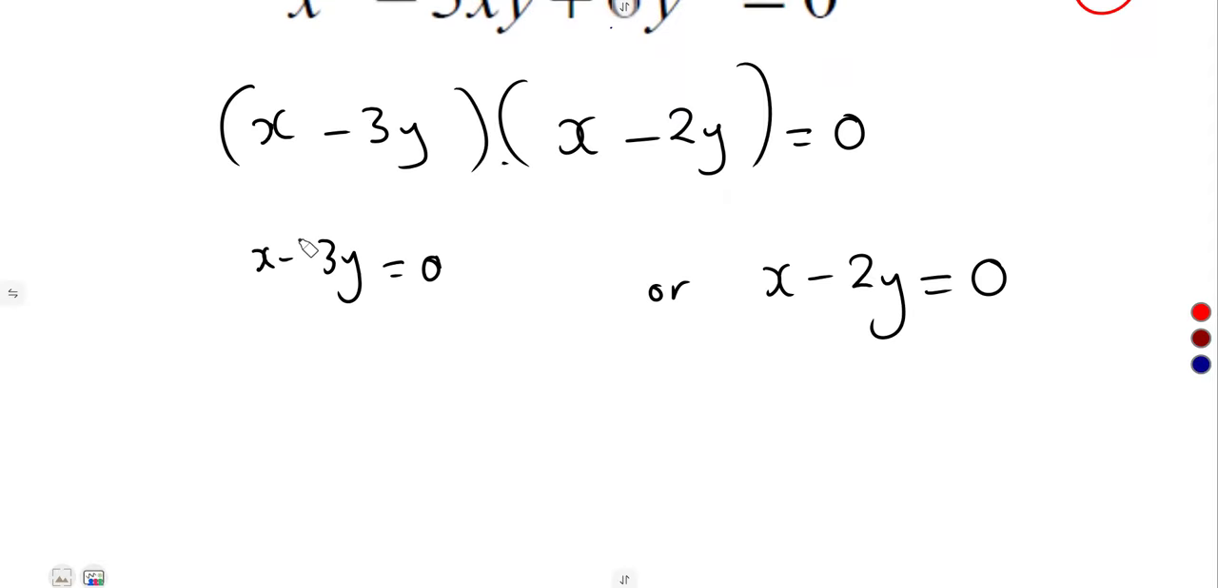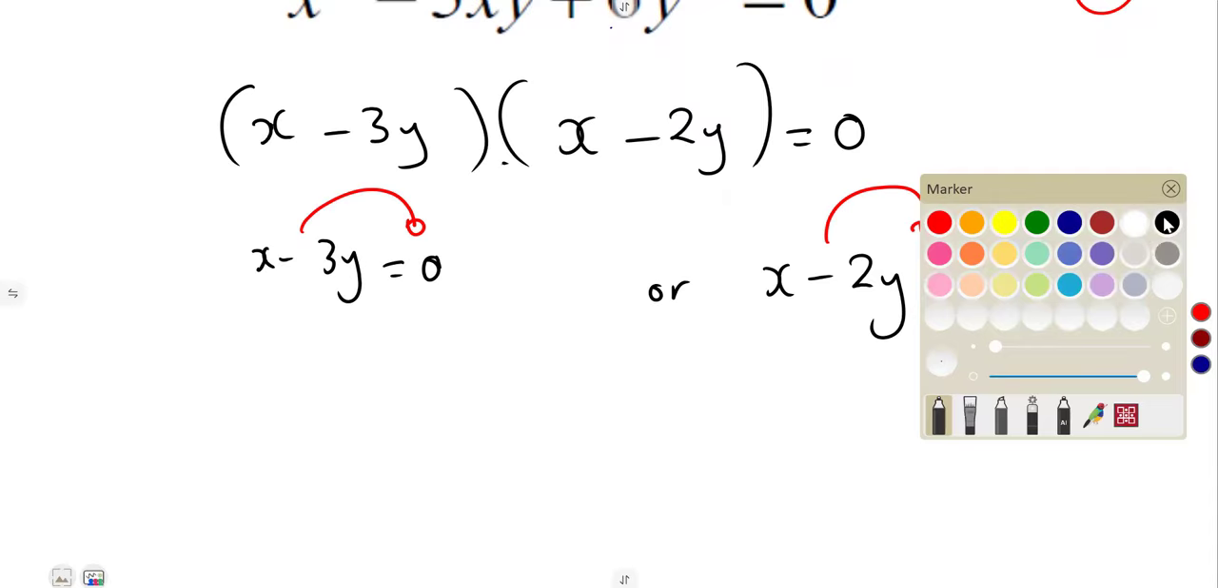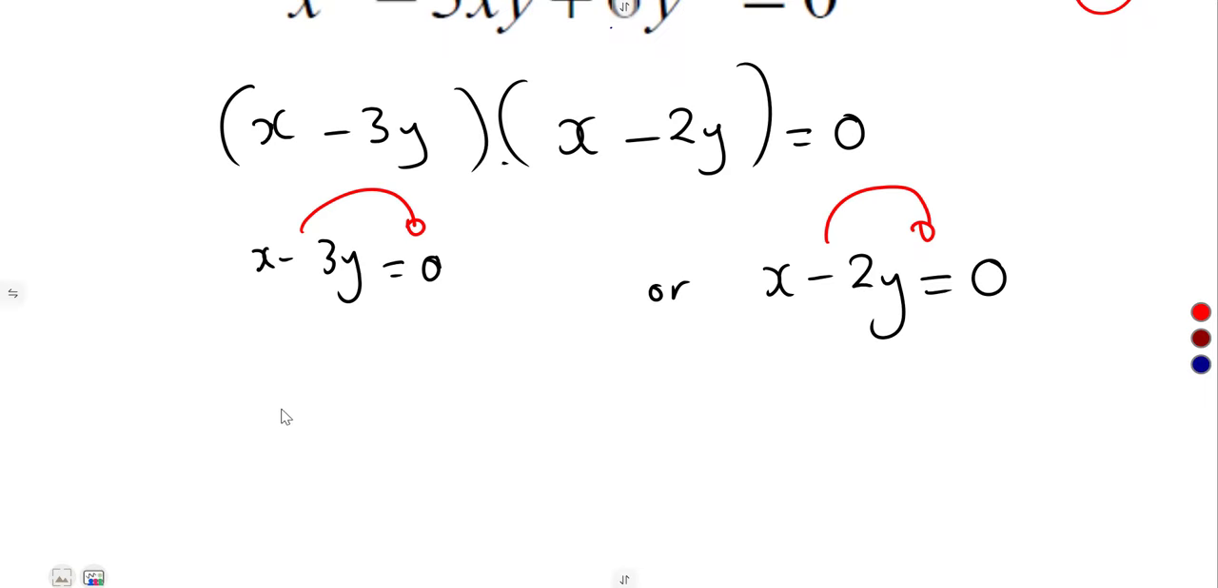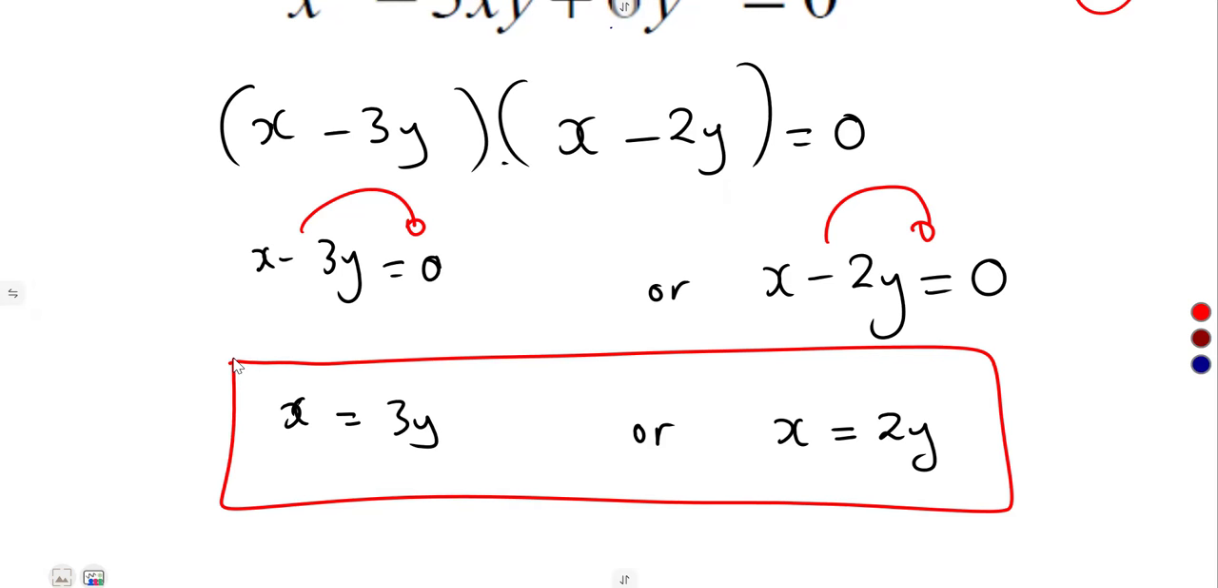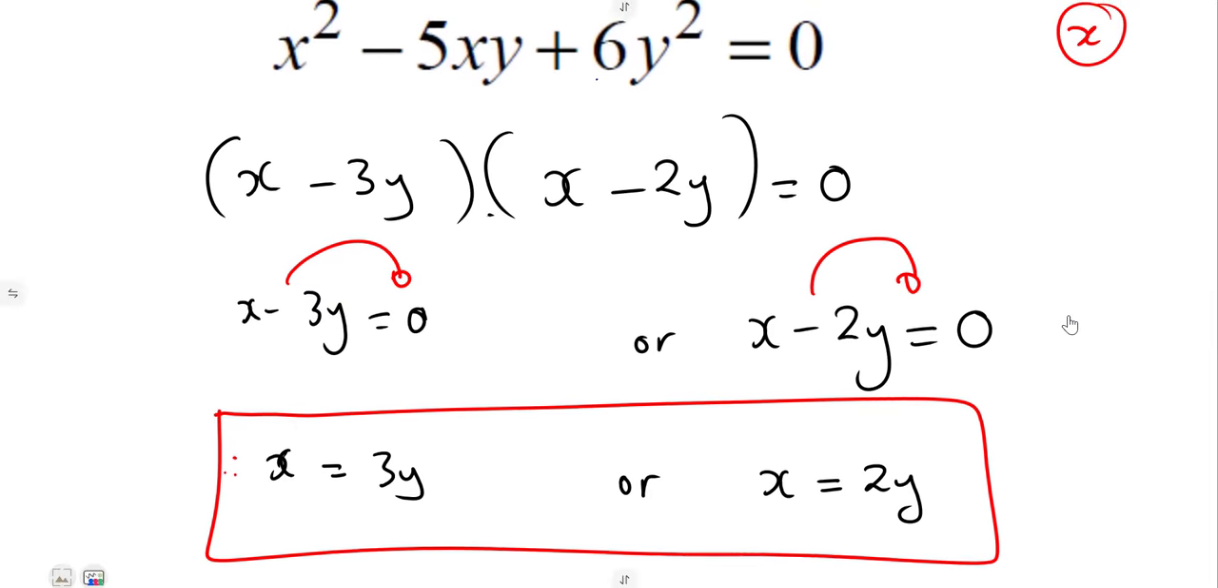Solving for x, I'm just going to take the minus 3y to the other side. Here, I'm just going to take the minus 2y to the other side. Already, I'm having x, so I'm going to remain with x, rearranging. So x is equal to minus 3y to the other side, that will be a positive 3y, or x is equal to minus 2y to the other side also becomes a positive 2y. So these are the two possible solutions for x. In actual sense, we have made x the subject of the formula. So guys, you'll be having this.